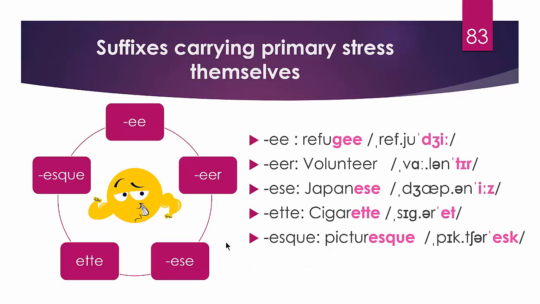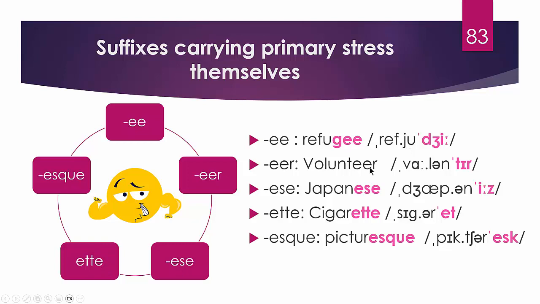Let's talk about the strong bad boys. Suffixes carrying primary stress themselves. They are so strong, they steal the spotlight. Just remember them. They are five: ee, eer, ese, ette, esque.